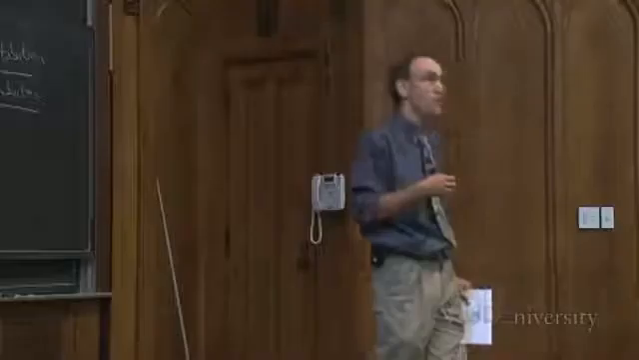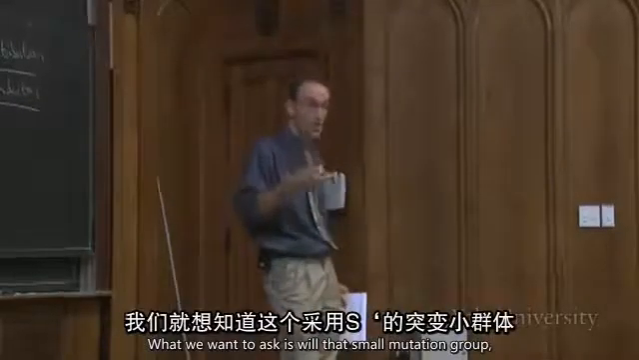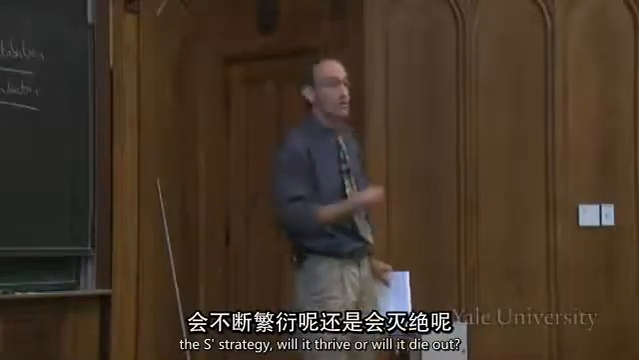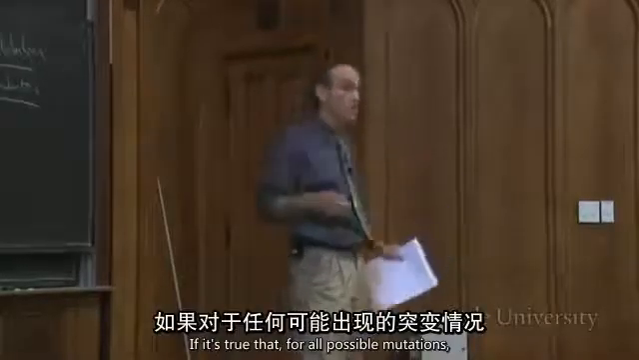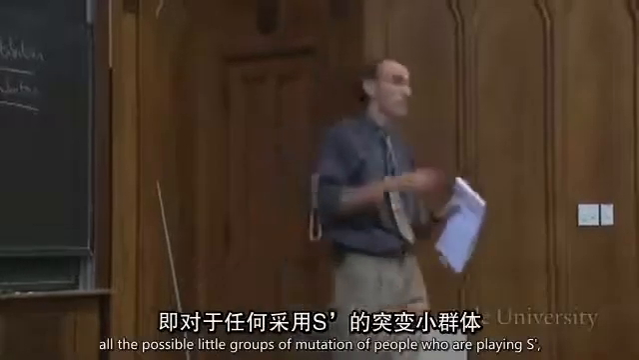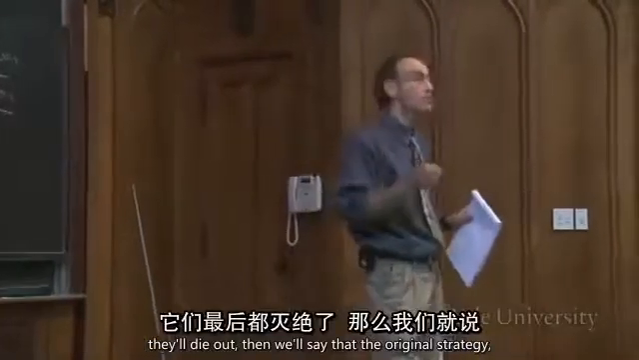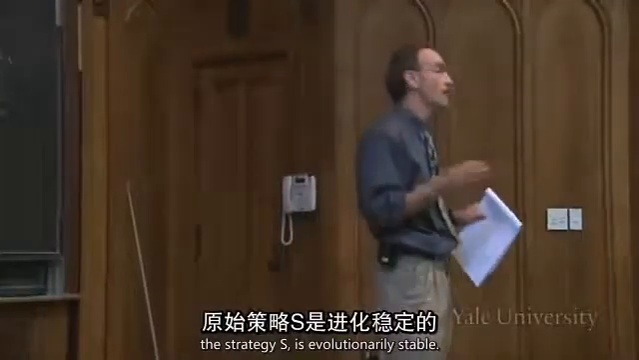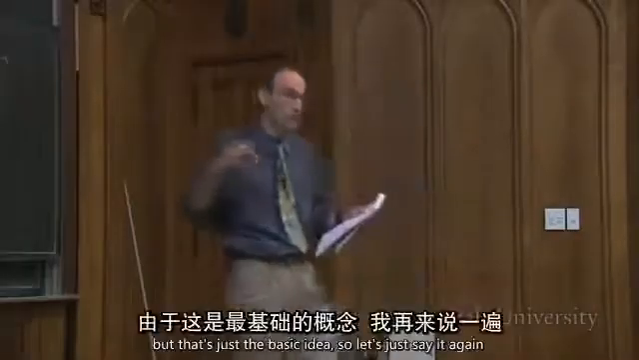Right? What we want to ask is, will that small mutation group, the S prime strategy, will it thrive or will it die out? If it's true that for all possible mutations, all possible little groups of people who are playing S prime, they'll die out, then we'll say that the original strategy, the strategy S, is evolutionarily stable. We're going to write that up more formally later on, but that's just the basic idea.